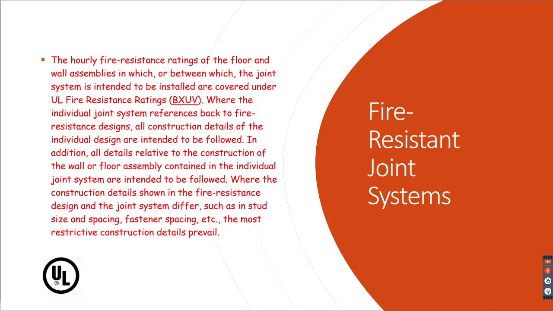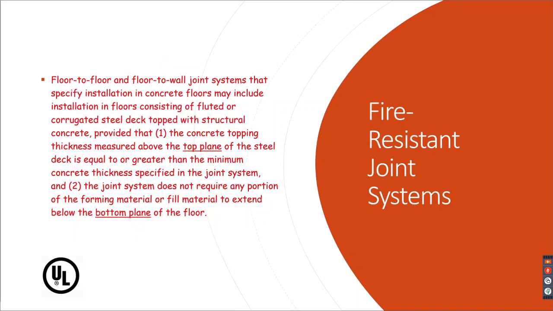In addition, all details relative to the construction of the wall or floor assembly contained in the individual joint system are intended to be followed. Where the construction details shown in the fire resistance design and the joint system differ, such as in stud size and spacing, fastener spacing, etc., then the most restrictive construction details prevail, of course.